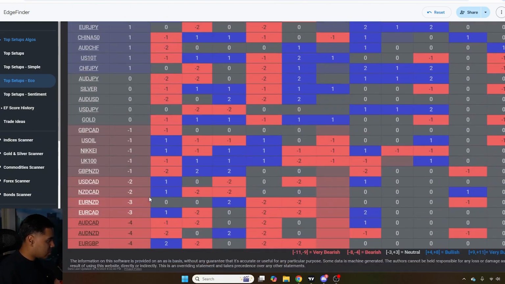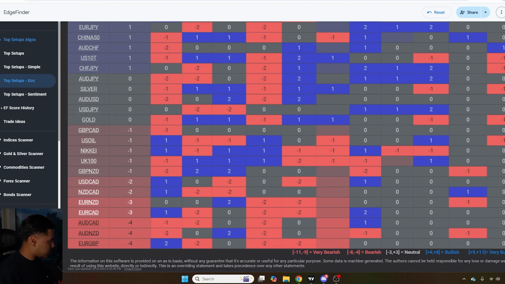But we did determine that New Zealand dollar was a good one, right? We can kind of solidify that. We did solidify that New Zealand CAD is a good one. We can solidify that by looking at the edge finder. It's getting a bearish reading, right? We also saw that the dollar was a safe haven, but that oil correlation to the Canadian dollar really pushed this one down.